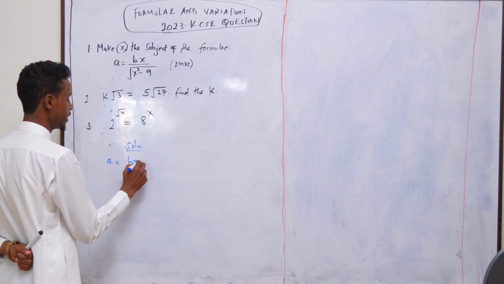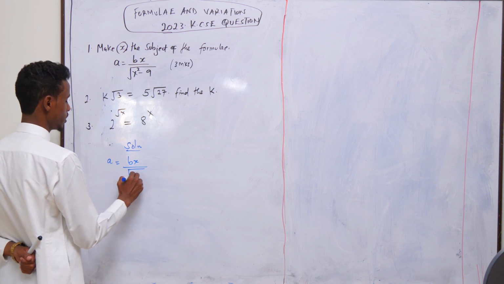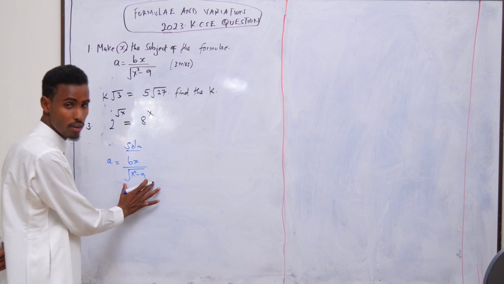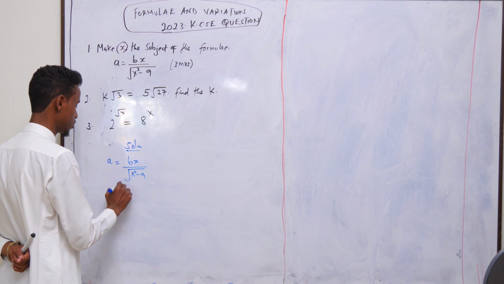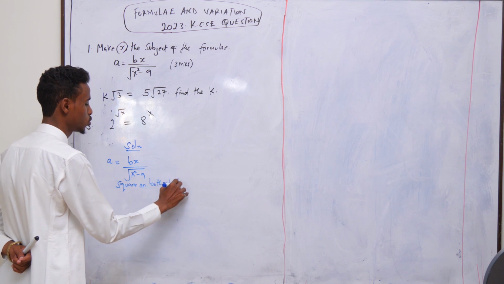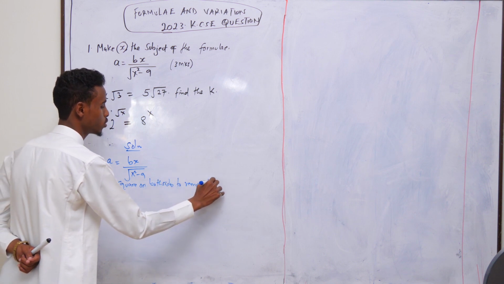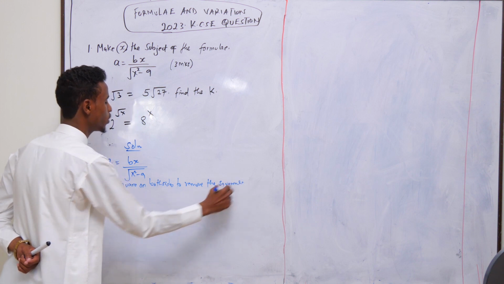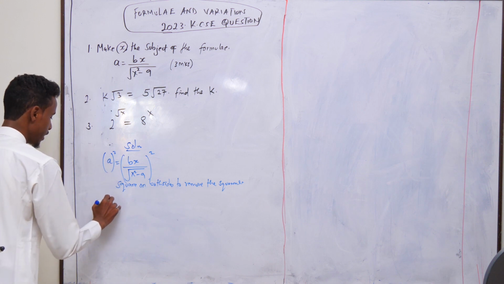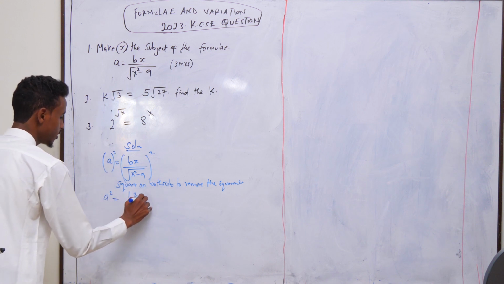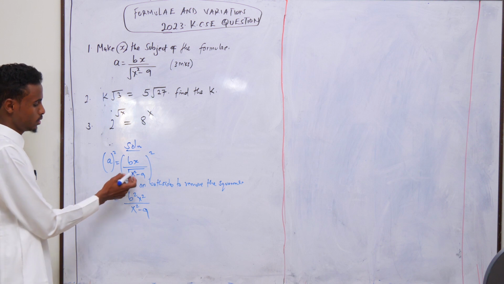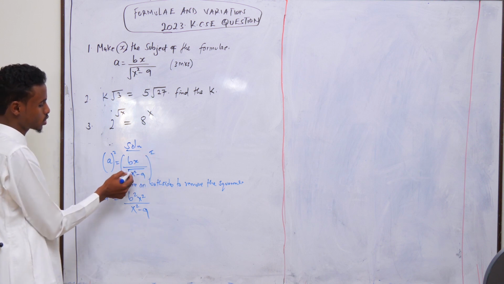a is equal to bx out of root x squared minus 9. The first thing is, in a scenario like this, when you have a square root, you square on both sides to remove the square root. Now when you square on both sides, you're going to get a squared is equal to b squared x squared out of x squared minus 9, because they just remove this square root.